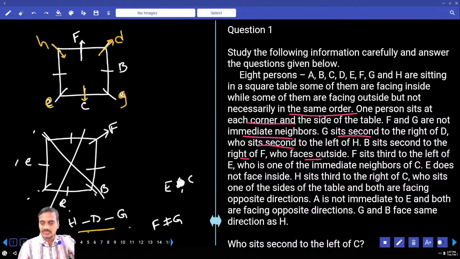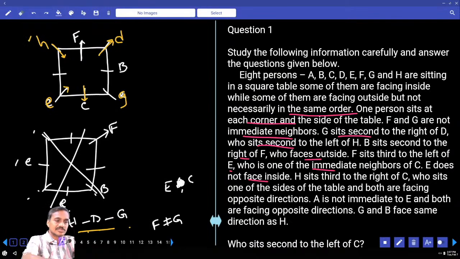F faces outside. F sits out to the left of E. F is seated out to the left of E, so E must be towards the center. E is one of the immediate neighbors of C, and E does not face inside. But here E faces inside. Clear, hence finally this case is invalid. That means H at this place is ruled out.